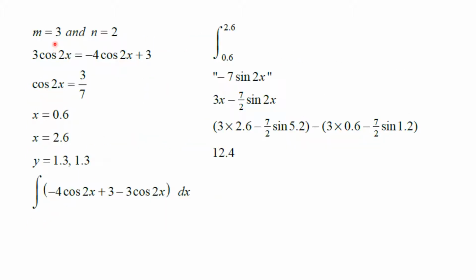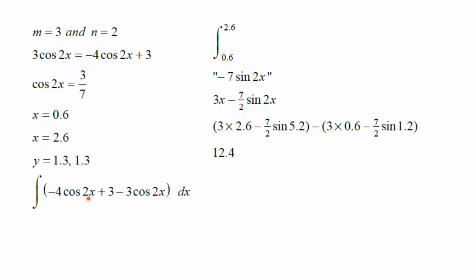Once you obtain your m and n, you substitute into g(x). And to get the intersection points between g(x) and f(x) for part B, you equate g(x) with f(x), rearrange it and solve for x. Make sure your calculator is in radian mode to get your values of 0.6 and 2.6. Then you are also required to find the y values by using either f(x) or g(x). So this is the answer for part B.